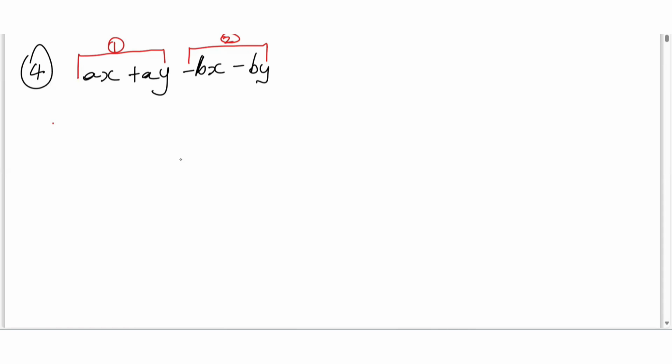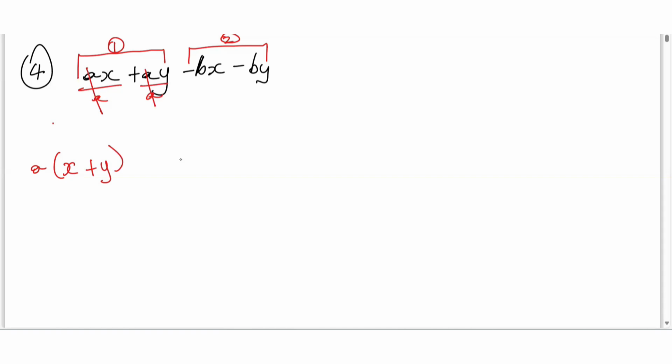For group 1, I'm going to isolate the common factor. It's a. I'm going to open a bracket. Then I'm supposed to divide everything in group 1 by my greatest common factor, which is a. Let us carry out the activity. So ax divided by a, you could see the a cancel, we're left with x. When ay is divided by a, the a would cancel, we're left with a plus y. Now we're going to look at group 2.